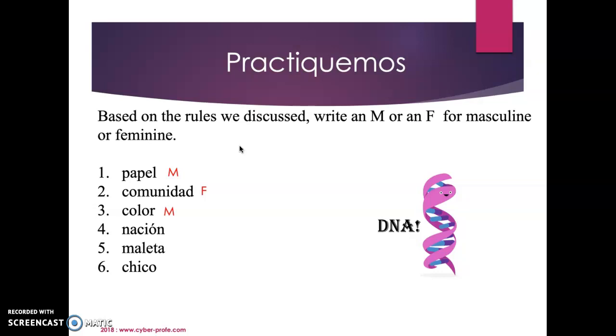Next one we have is nación. Nación ends in an N. Is that masculine or feminine? It's feminine because it's ending in an N. Remember, DNA is feminine.